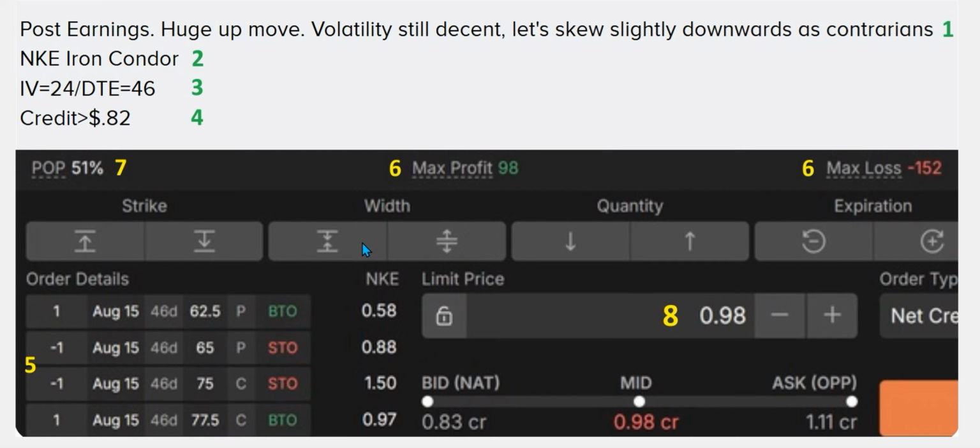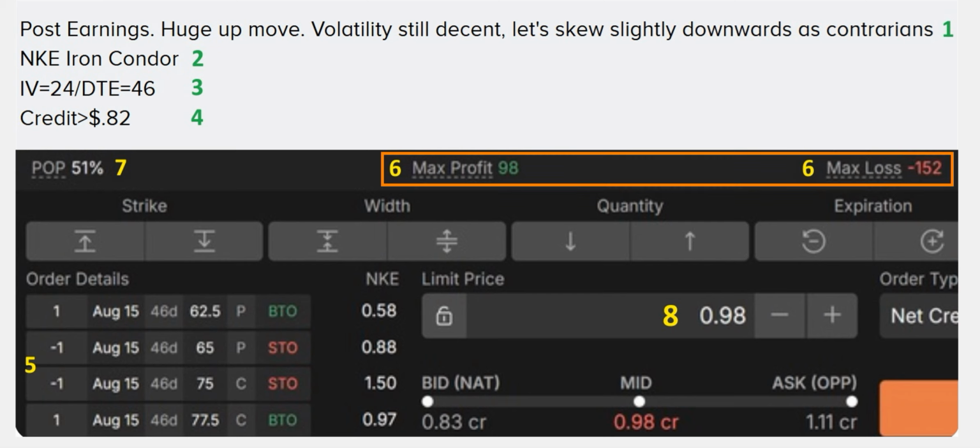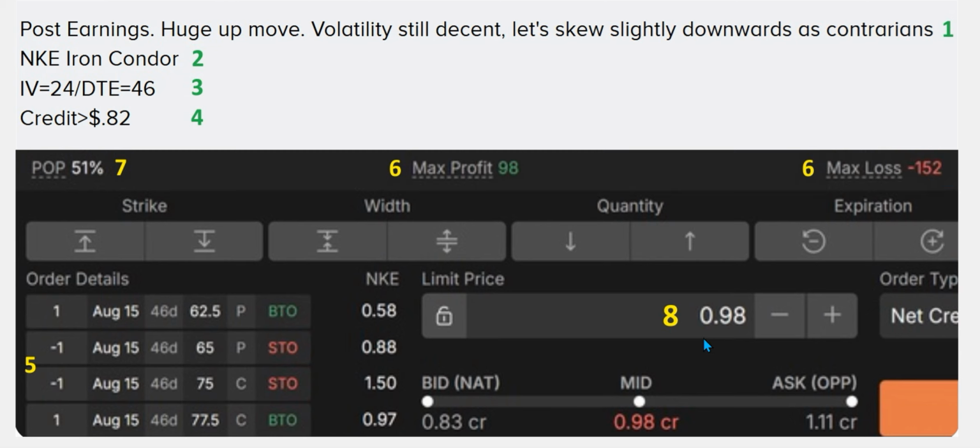If we go up to 6 over here, what this tells us is the max profit and max loss on this trade. So this is how we sleep at night. We know that the most we can possibly make on this trade is $98, but also we know that the most we can possibly lose on this trade is $152. These numbers can never change. The most we can make and the most we can lose are all set in stone. So that's how you sleep at night, because you know exactly how much you can make, but more importantly, you know exactly how much you can lose.